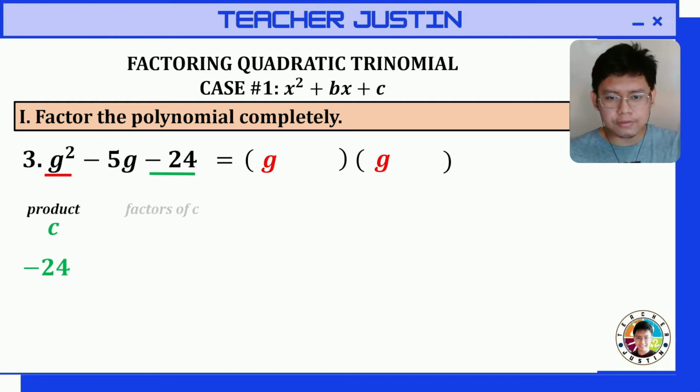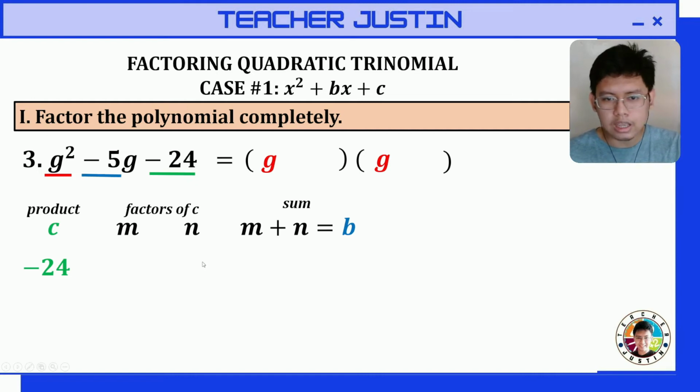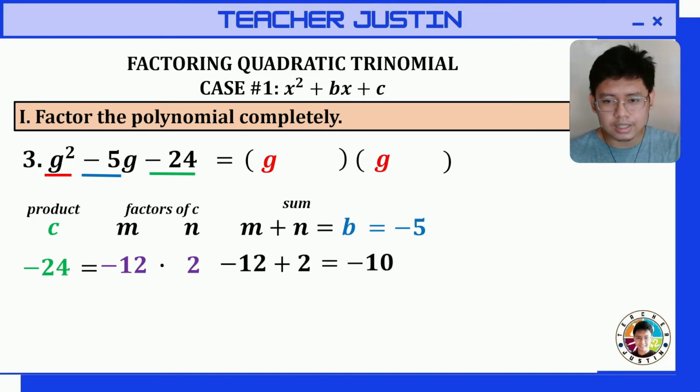So, mag-isip tayo ng factors ni last term na pag inadd natin, the answer is equal to b. And in this case, ang b natin is equal to negative 5. So, isip tayo ng factors ni negative 24. So, one of the factors of negative 24 will be negative 12 times 2. Let's add them. So, negative 12 plus 2, that will give us negative 10.